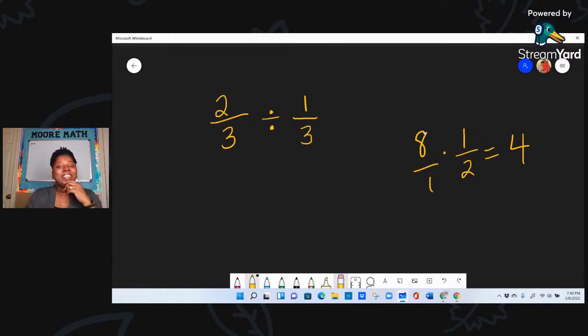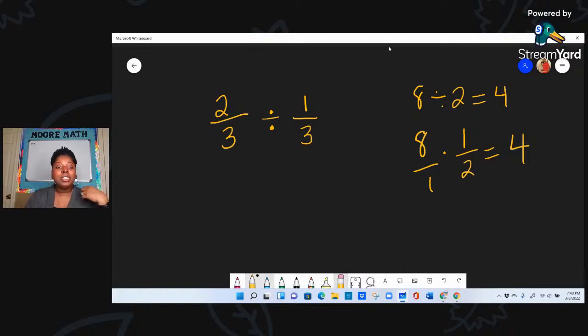4, right? So if I say what's half of 8, you're either dividing by 2 in your head, or you're timesing it by 1/2. So if I say what's half of 8, you're either dividing by 2 or timesing by 1/2.